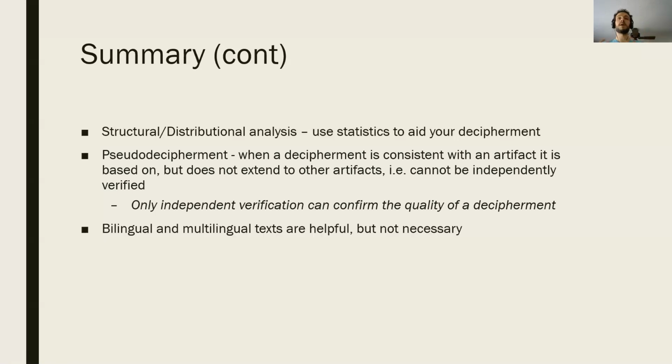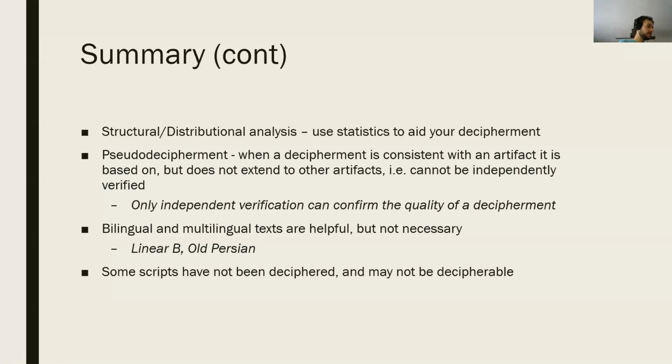We talked about how helpful bilingual and multilingual texts can be, such as the Rosetta Stone. They can make a decipherment occur much faster. Now, they're very helpful, but they are not necessary for a decipherment. In the example decipherments we talked about, Linear B and Old Persian were deciphered without any kind of bilingual text. They were done just by good hypotheses and structural analysis.